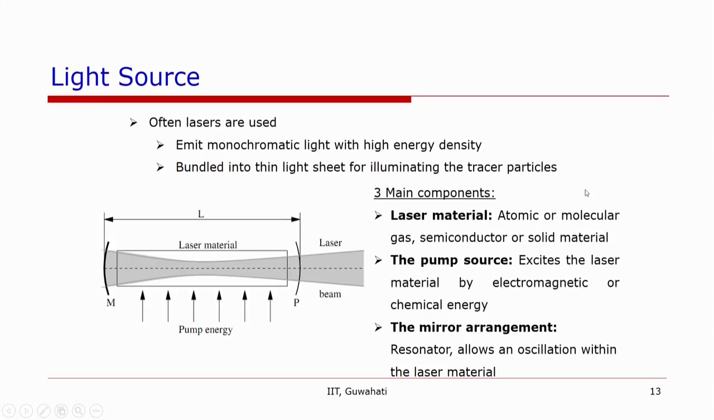So, first we have discussed the tracer particles and their sizes for large channel applications as well as small channel applications, and the two criteria: when the particle size is smaller than the wavelength and when the particle size is larger than the wavelength. Now, the light source that is used is often lasers. Sometimes a white light source is also used, but it is not monochromatic. So, there will be problems in terms of wavelengths, but it is cheaper. So, depending on the application and the accuracy required, one can choose the light source.